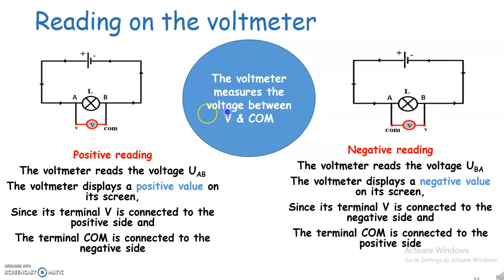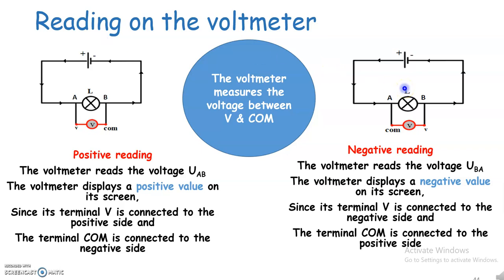Okay? Please note that in the two diagrams the voltmeter is connected in parallel. Here I didn't make a break and insert the voltmeter like the ammeter. No, the voltmeter is connected in parallel. Now since V, which is connected to A, is connected to the plus of the battery, remember the V represents the plus of the voltmeter, and COM, which is the minus of the voltmeter, is connected to B, which is connected to the minus, so my voltmeter will display a positive reading.